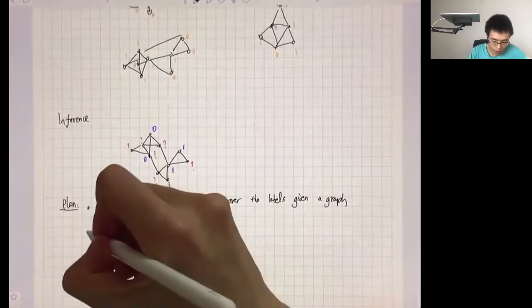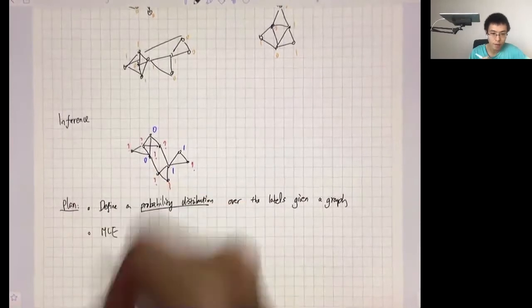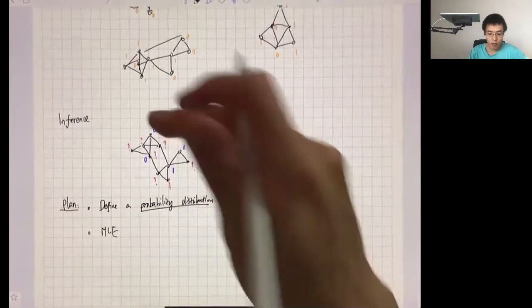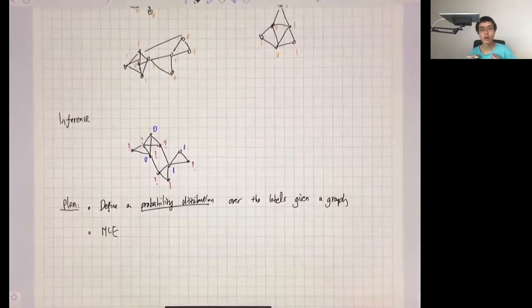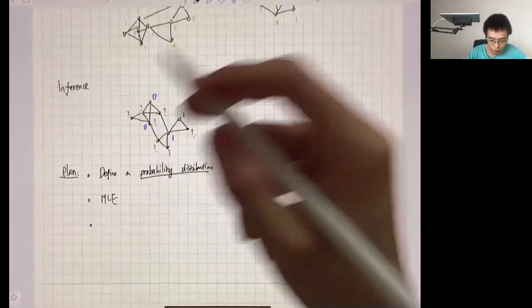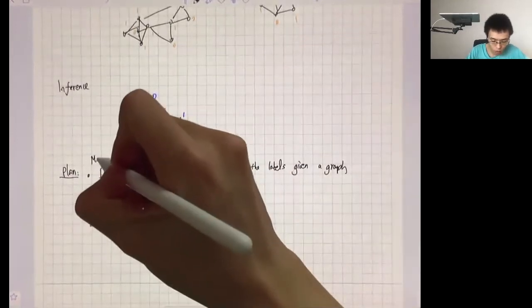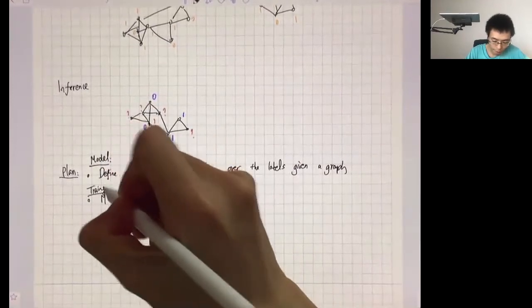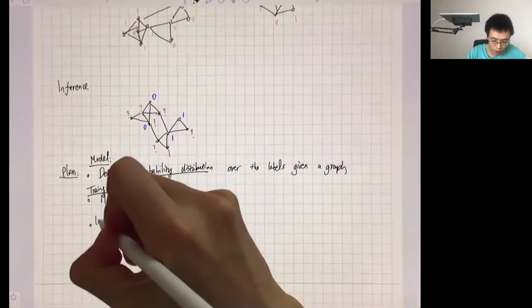Then I can do maximum likelihood estimation. Then, given the task, I can do the maximum a posteriori inference. So this is the model, this is the training, and this is the inference.